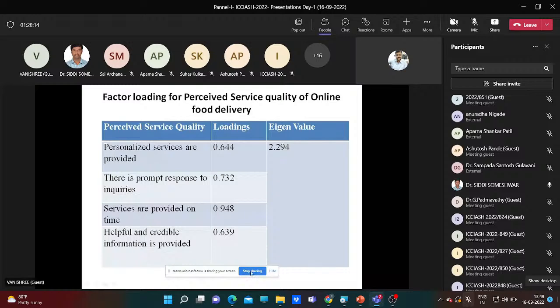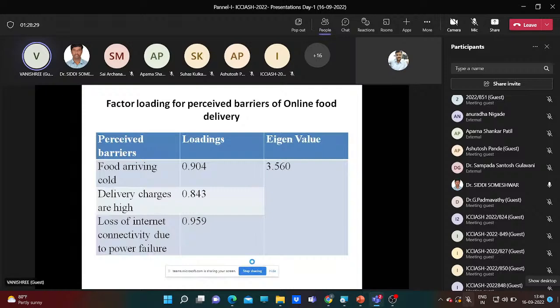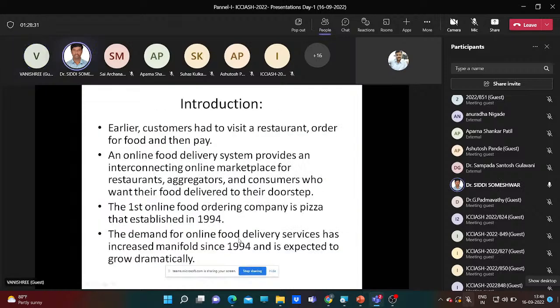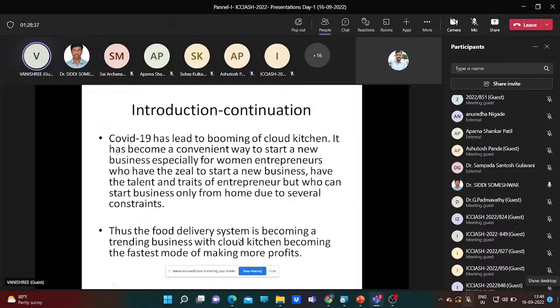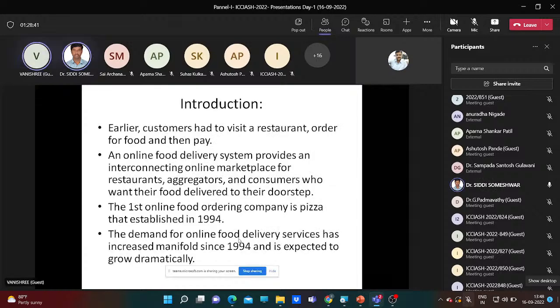Thank you, Vanishri madam. Thank you for your presentation, and the parameters you have chosen are good. And here the methodology you have chosen is judgment sampling, right? Yes, yes. And how are you calculating this eigenvalue, madam? I have used the SPSS package, sir. Okay, from the package. Yeah, sir. Okay. Right. Thank you, madam.